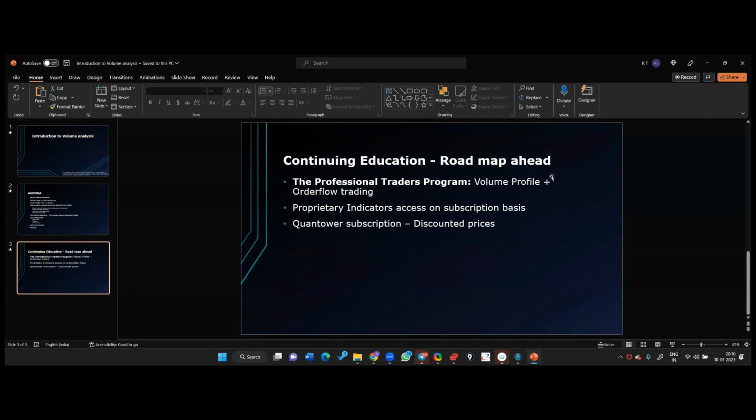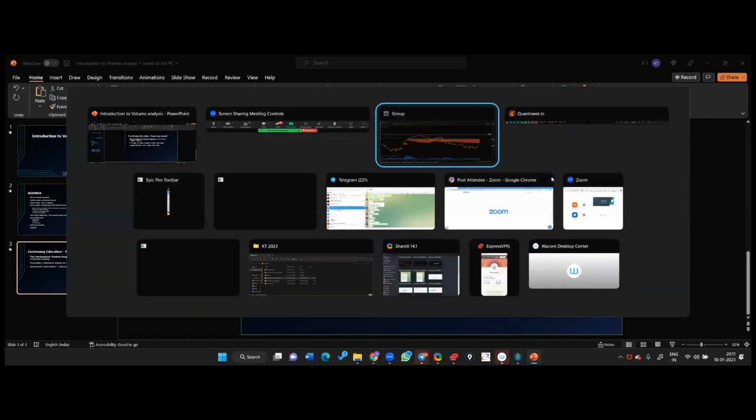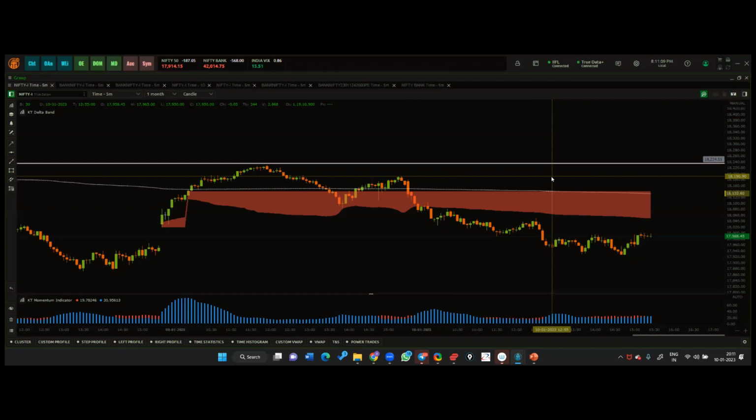Apart from that, I have designed and developed certain proprietary indicators that work on the functionality of volume profile and order flow. One of them is delta bands. As the name suggests, delta bands essentially tell me where exactly the large participants in a particular session are trading, where exactly they have their positions built. And this is not a constant indicator. Depending on the positions that are being built by large players during the day, the band location shifts and gives me an indication of what is happening.